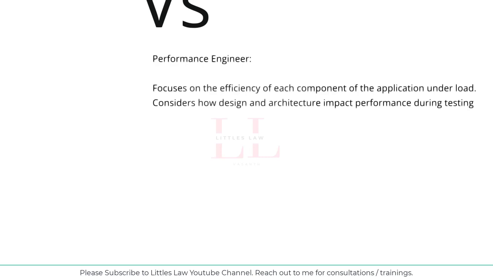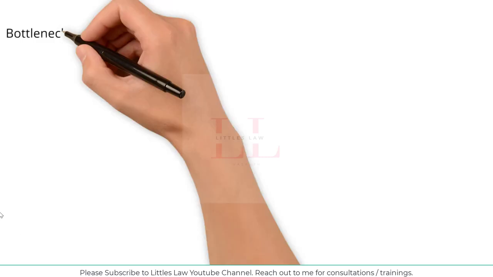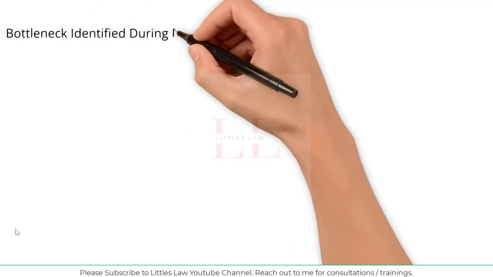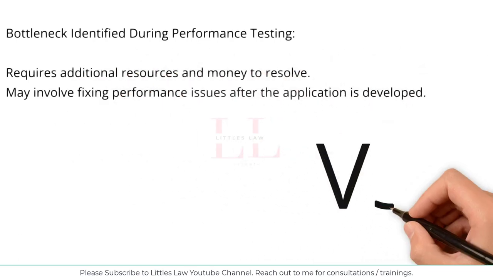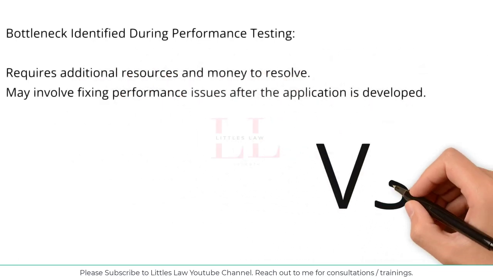Now we'll move to the next difference. We'll see what happens when the performance tester identifies the bottleneck. When performance issues are discovered during the testing phase, it typically means the application has already been developed, and fixing these bottlenecks at this stage often requires additional resources, time, and money. The reason for the higher cost is that developers need to revisit the code, which can delay the project timelines, and the changes may require reworking parts of the application's architecture or design.